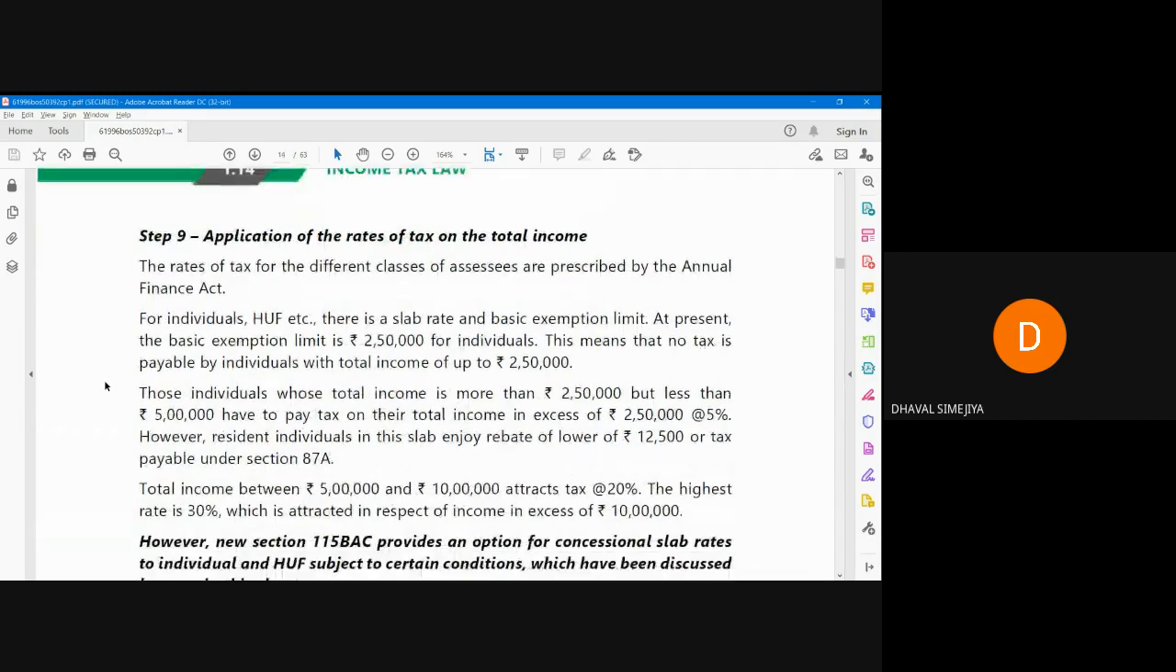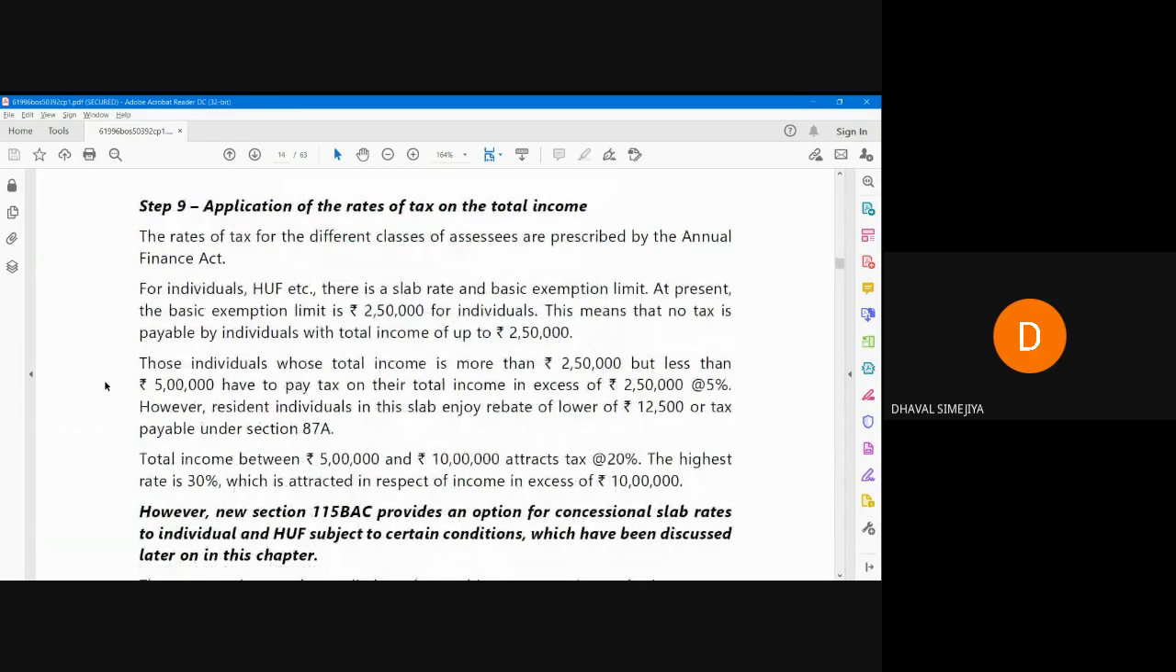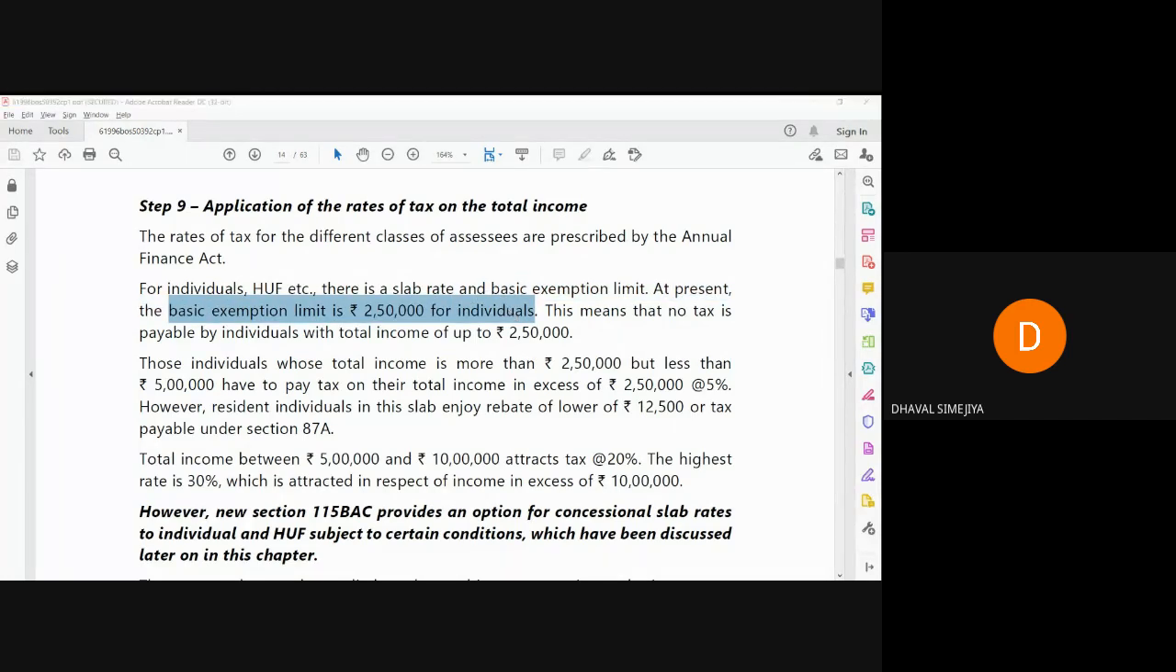Now, we have discussed various tax rates for individuals. Up to 2,50,000 rupees there is no tax. So the basic exemption limit is 2,50,000 rupees. Up to 2,50,000 rupees, no tax will be levied. But beyond that, up to 5 lakh rupees, tax will be at the rate of 5%.